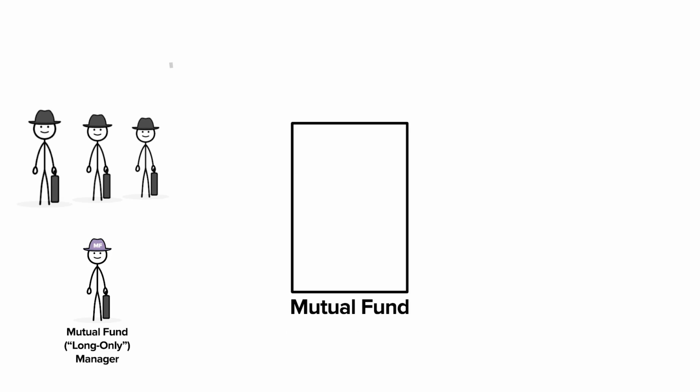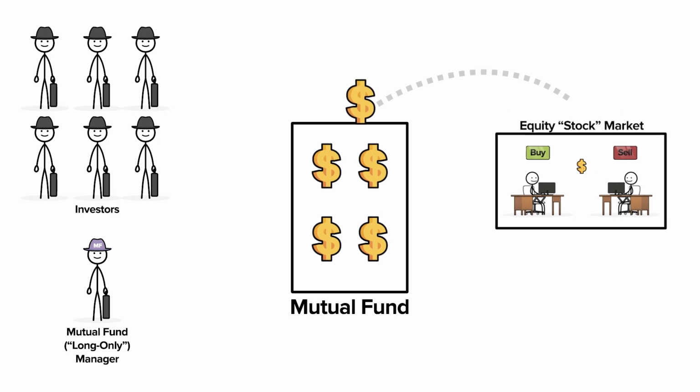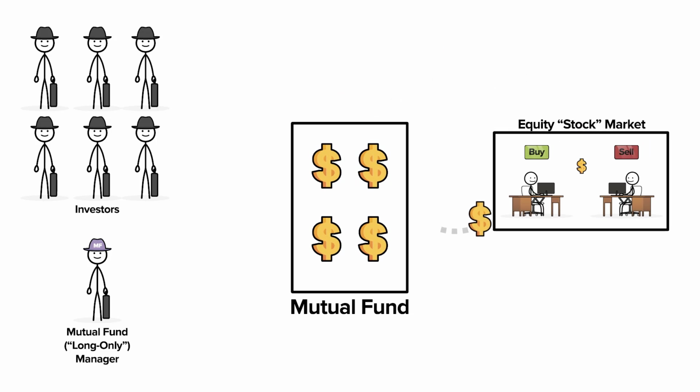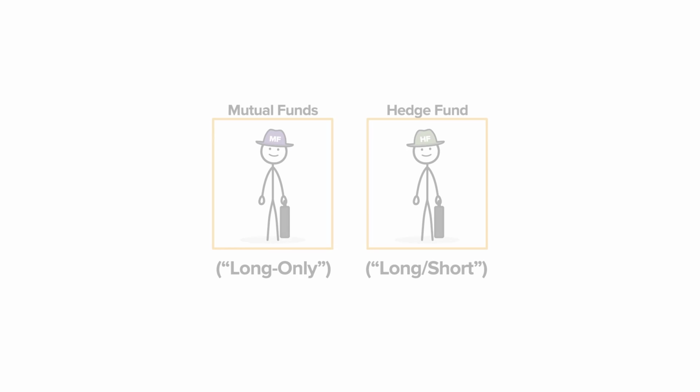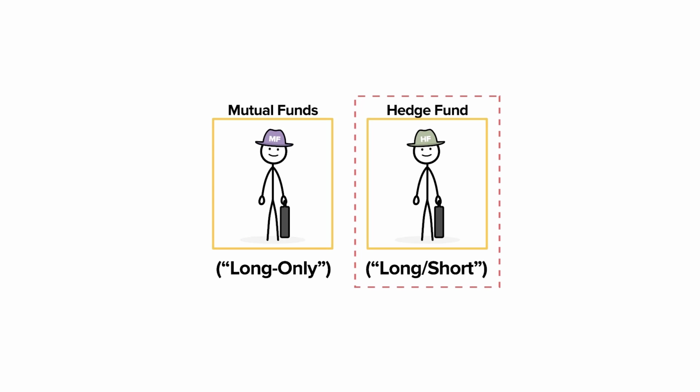An equity mutual fund is an investment vehicle that takes in money from investors and buys and sells stocks with the aim of generating gains. In return for investing their money in various stocks, the investors typically pay a small percentage of the money invested, called a management fee, to the mutual fund manager. By contrast, hedge funds are called long-short because they engage in both long and short investment transactions.